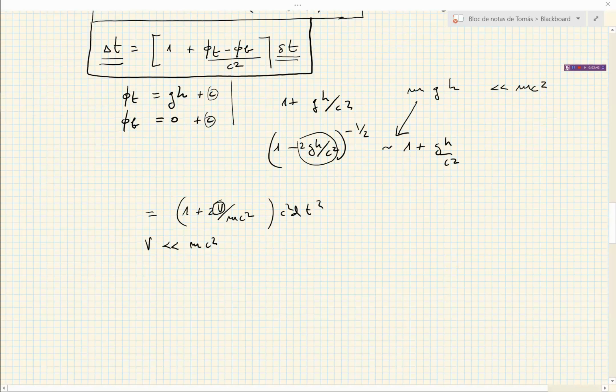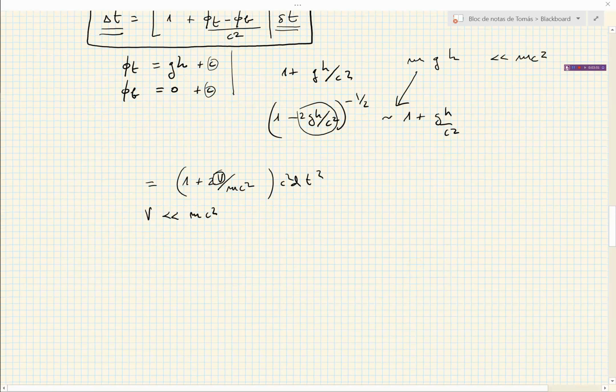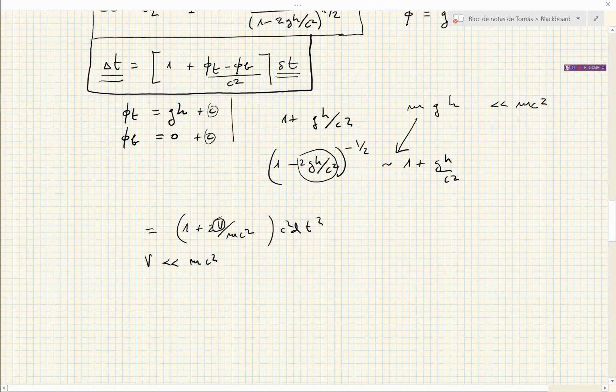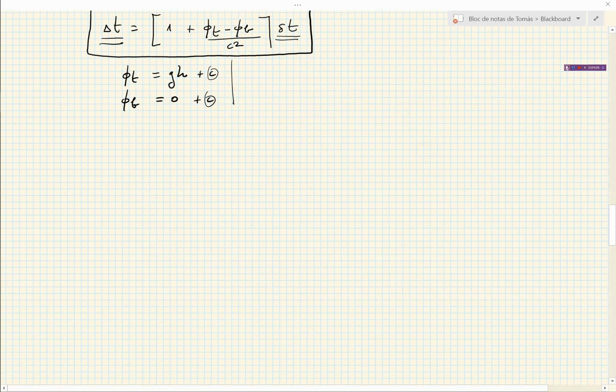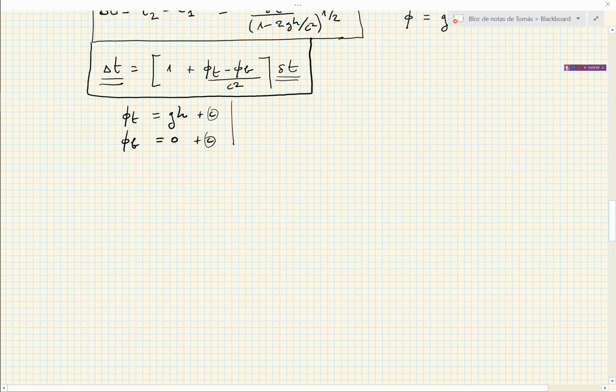This is the gravitational dilation of time, and this tick-tack of the clock can be related to the frequency of a wave. So let's consider a wave whose frequency... let's delete all this. Okay, consider a wave whose frequency at the bottom is just 1 over delta t, because delta t is the period, and at the top is 1 over capital delta t.